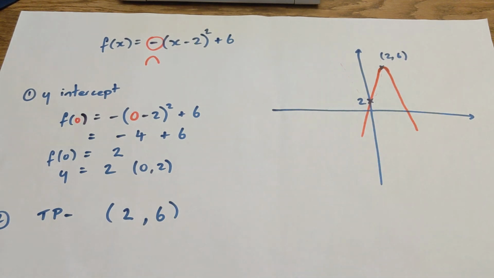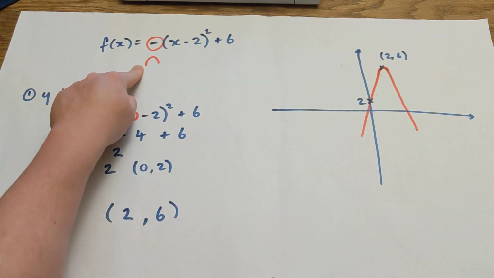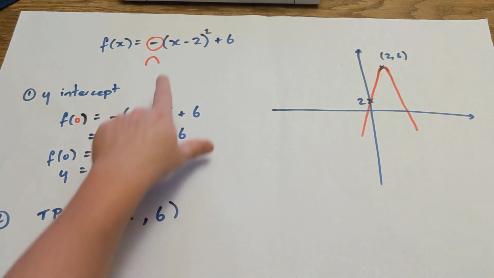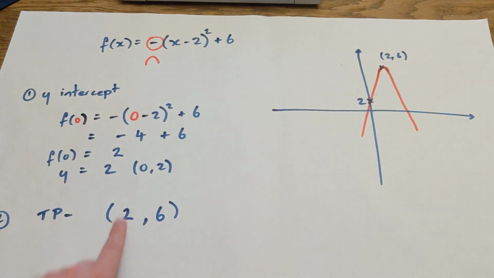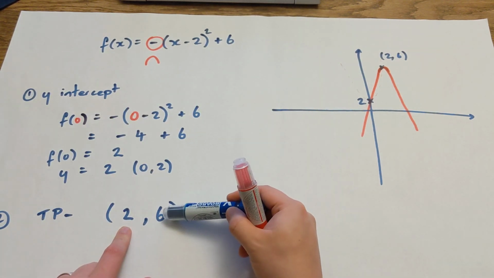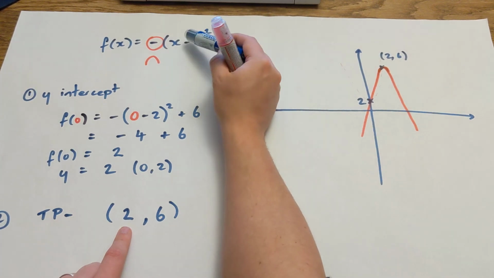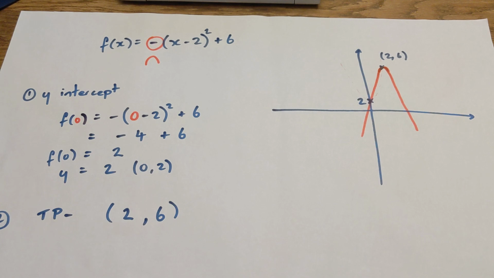So, exactly the same as before. The sign out the front told you the shape of the graph. To get the y-intercept, you pop in x equals 0, just work it all out. And then to get the turning point, the end number comes straight down to be the y, the inside number, change the sign, and that gives you the x. That's all you need to know to sketch these.